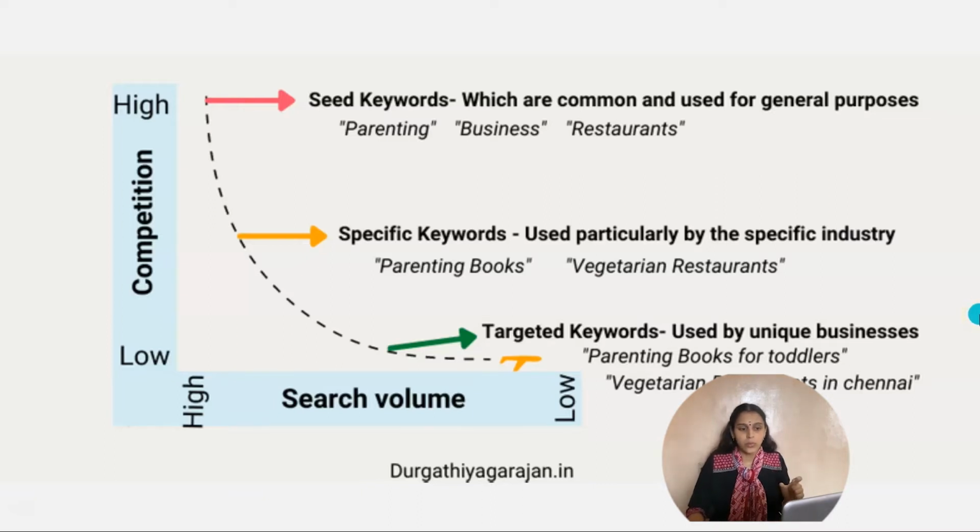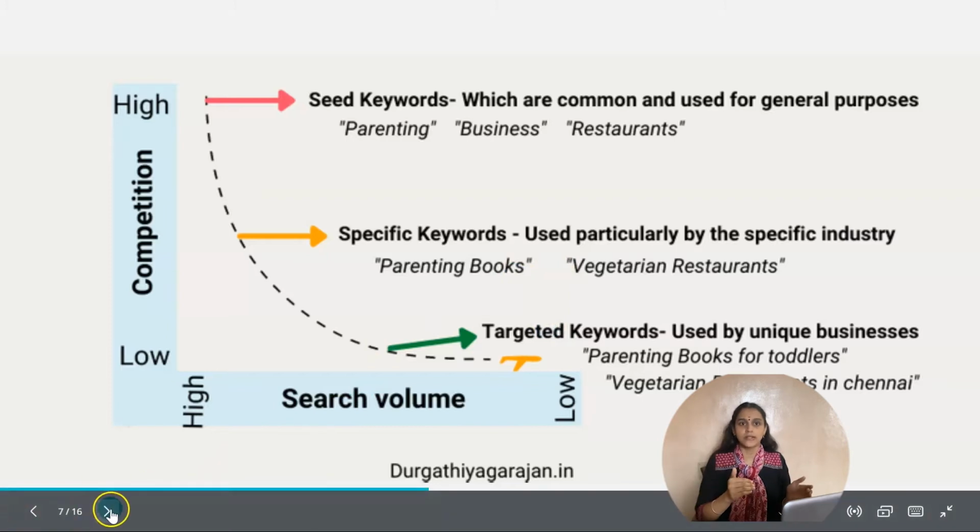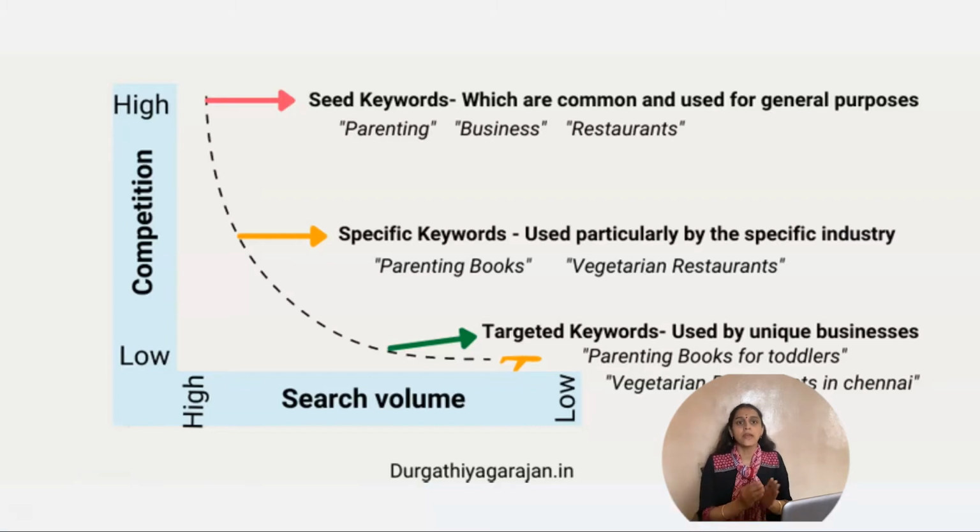The targeted keywords are the long tail phrases which have very low search volume, which means they are used by unique businesses, like parenting books for toddlers. So I'm reducing it to toddlers. I'm specifically giving the books only for toddlers. So those who need toddler books will open this keyword, like they are interested in that keyword, which means parenting books for toddlers.